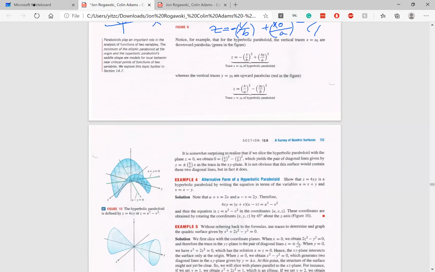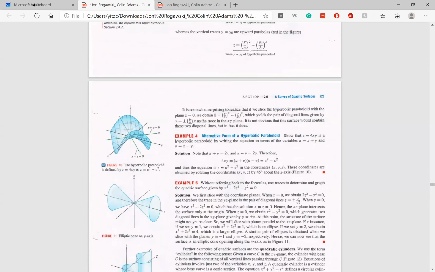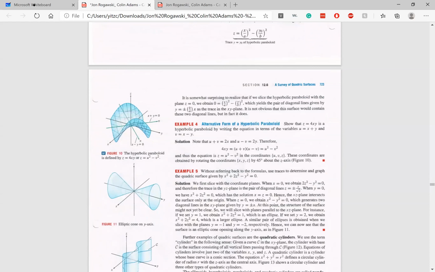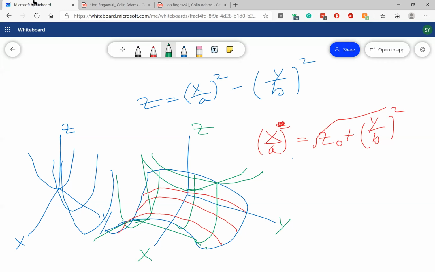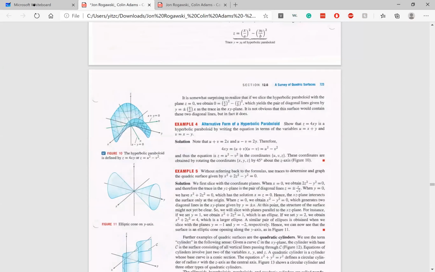1 second. Okay. Fine. Then they ask, without referring back to the formulas, use traces to determine the graph of the quadratic surface given by this over here. So that is x squared plus 2z squared minus y squared is equal to 0.